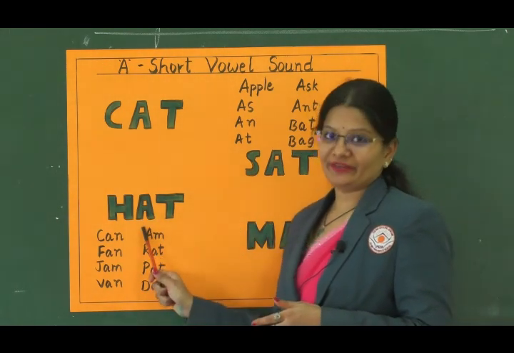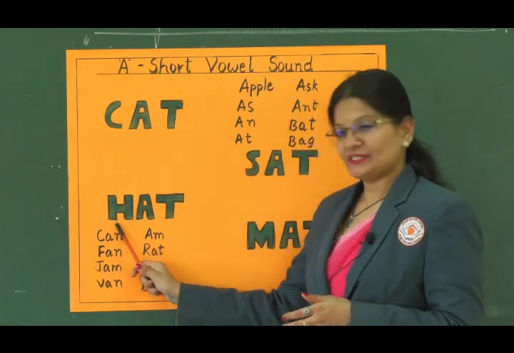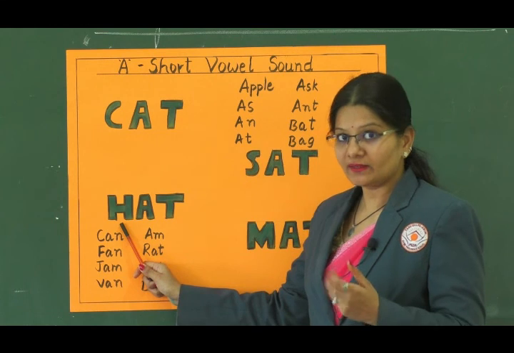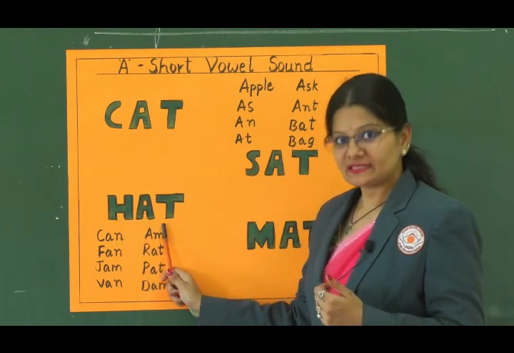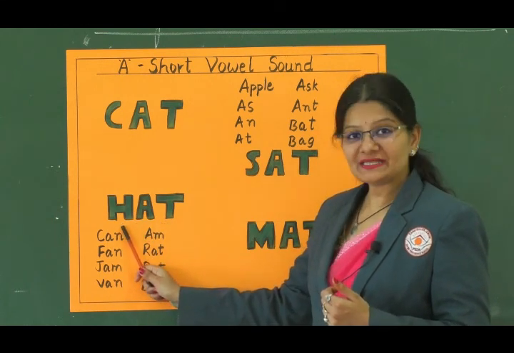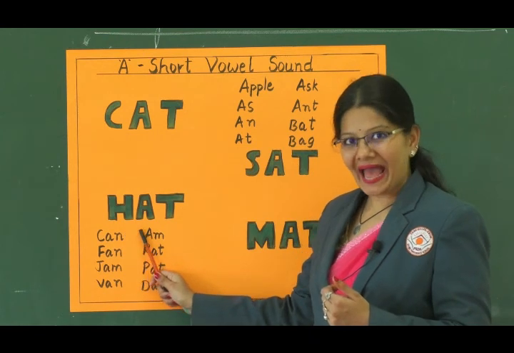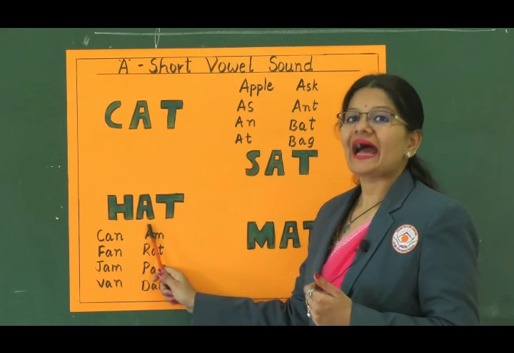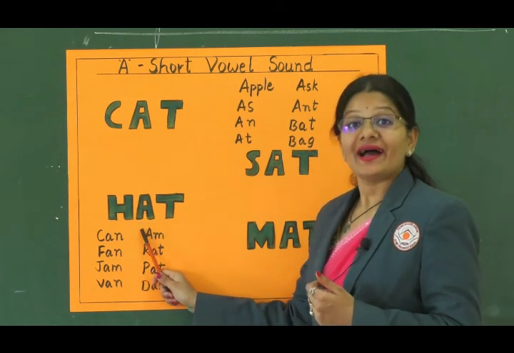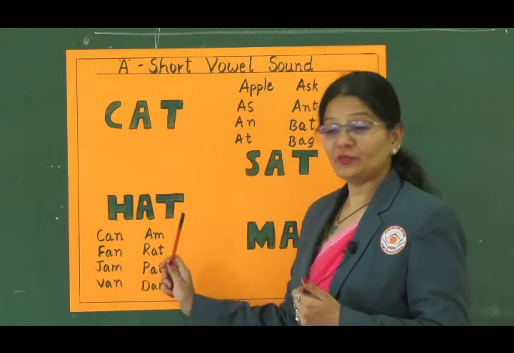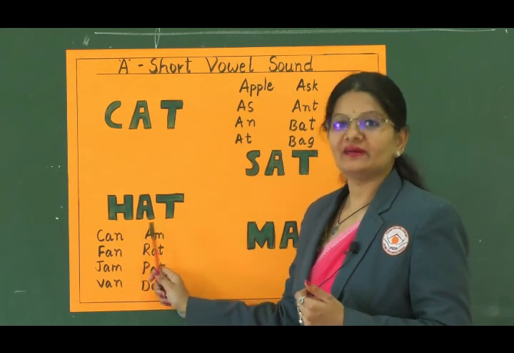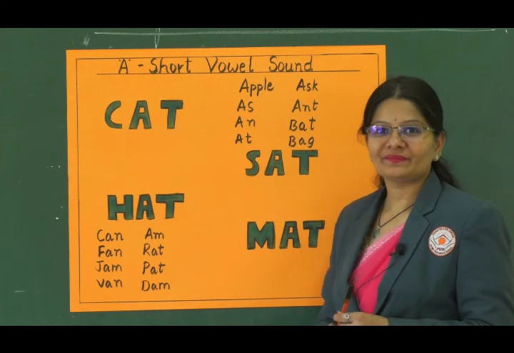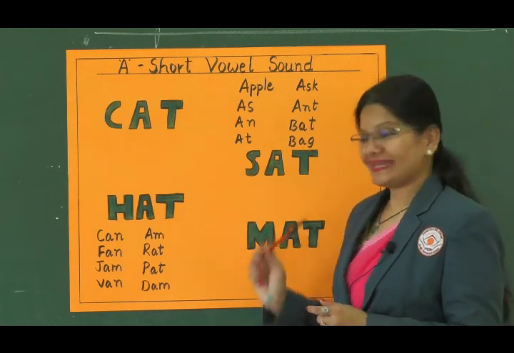Now look at this word. H. What is the sound of H? H. Right? H. A. T. Can you repeat? H. A. T. Hat. H. A. T. Hat. Can you repeat now? H. A. T. Hat. Let's go to the next word.